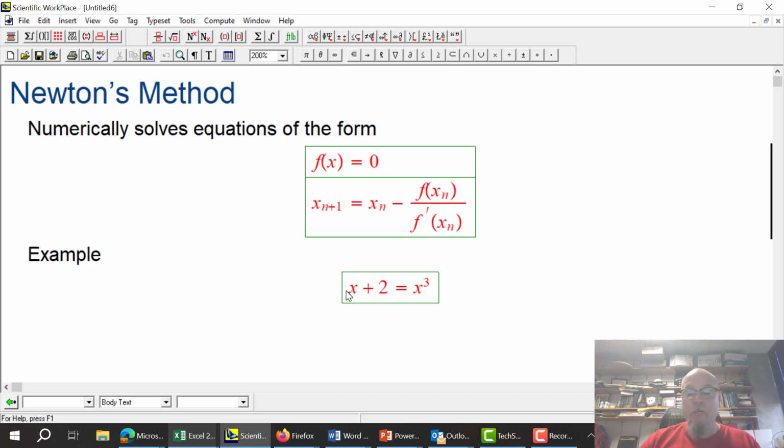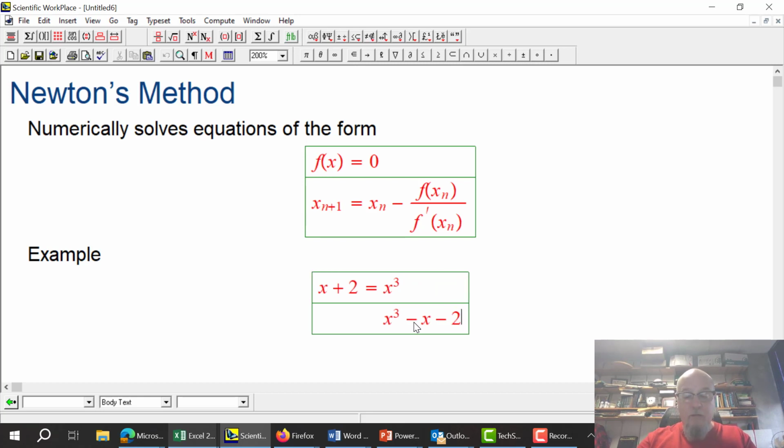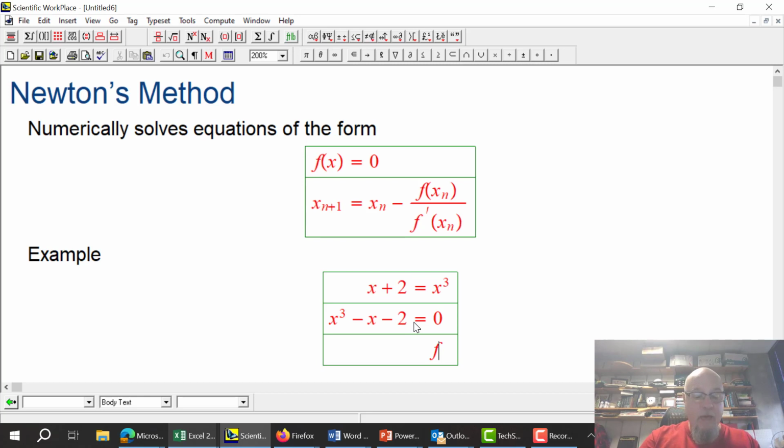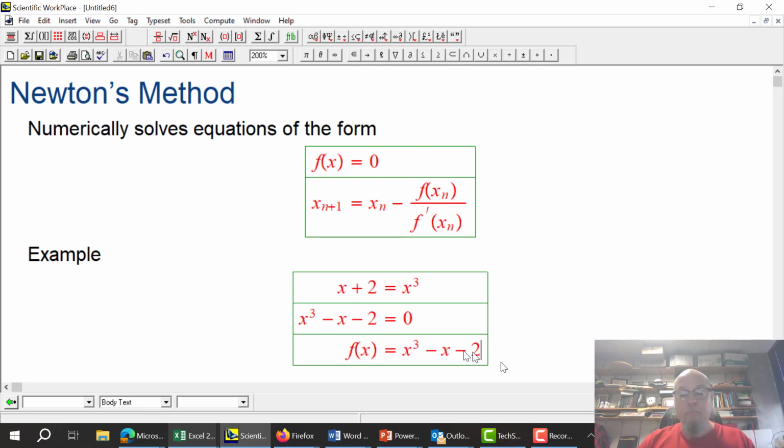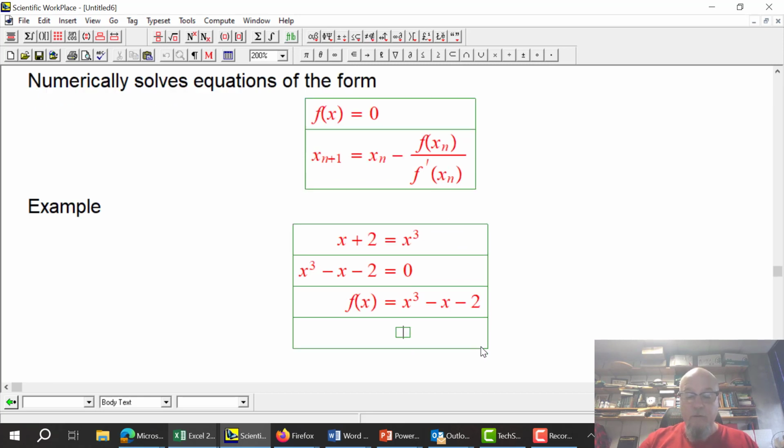Say I'm trying to solve the equation x plus 2 equals x cubed. The first thing I need to do is bring everything over to one side so it's written as something equals 0. So I'm going to write it as x cubed minus x minus 2 is equal to 0. And that means the function that I'm trying to find the roots of is that polynomial. So I'm going to plug the function in there. I need its derivative to plug in the bottom here, so let's get its derivative.